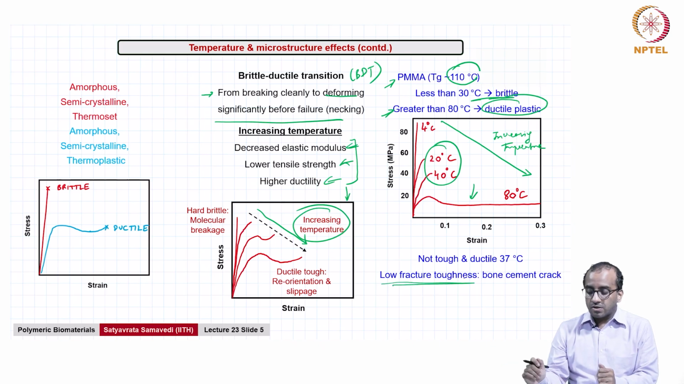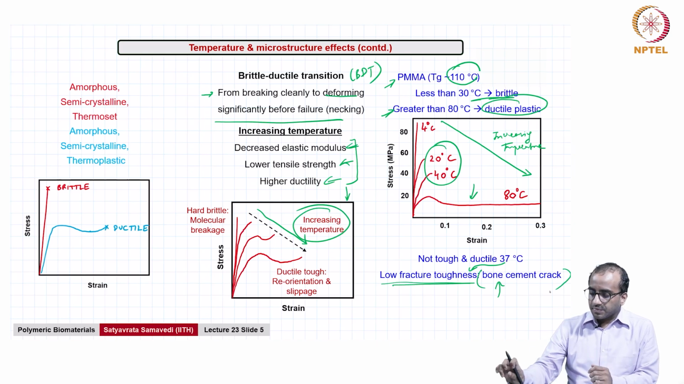PMMA has low fracture toughness, and what that low fracture toughness simply means is that it does not have the ability to absorb a lot of energy at this particular temperature. So, the operational temperature matters here, because you see the area under the curve is very small. So, it can fracture very easily, and one manifestation of that is often seen when PMMA is used as bone cement, and it is prone to cracking. So, that can be a problem potentially when bone cement is used.